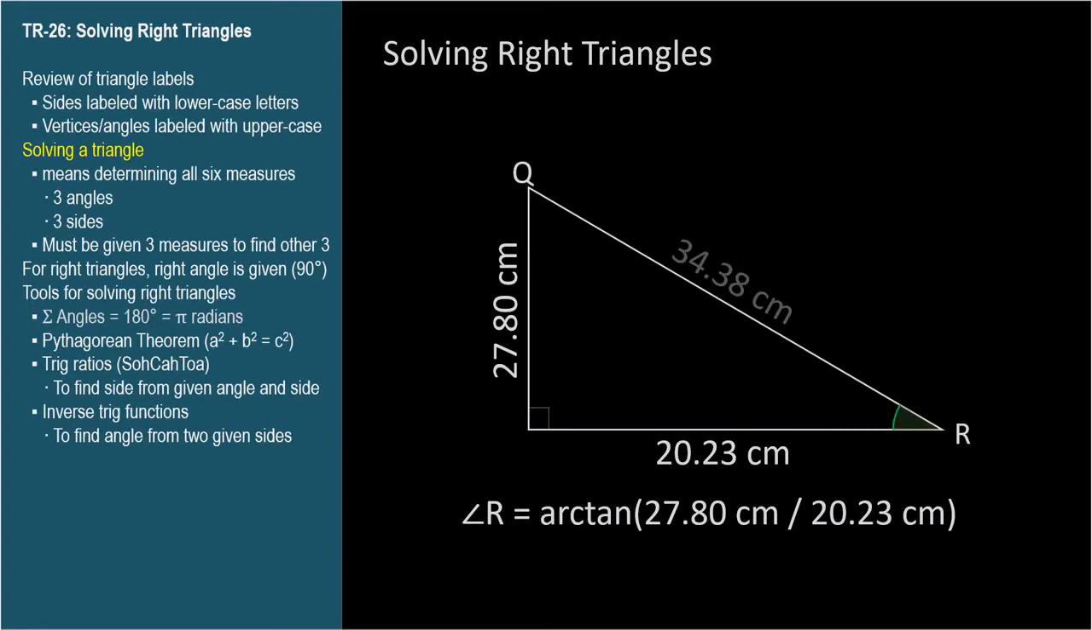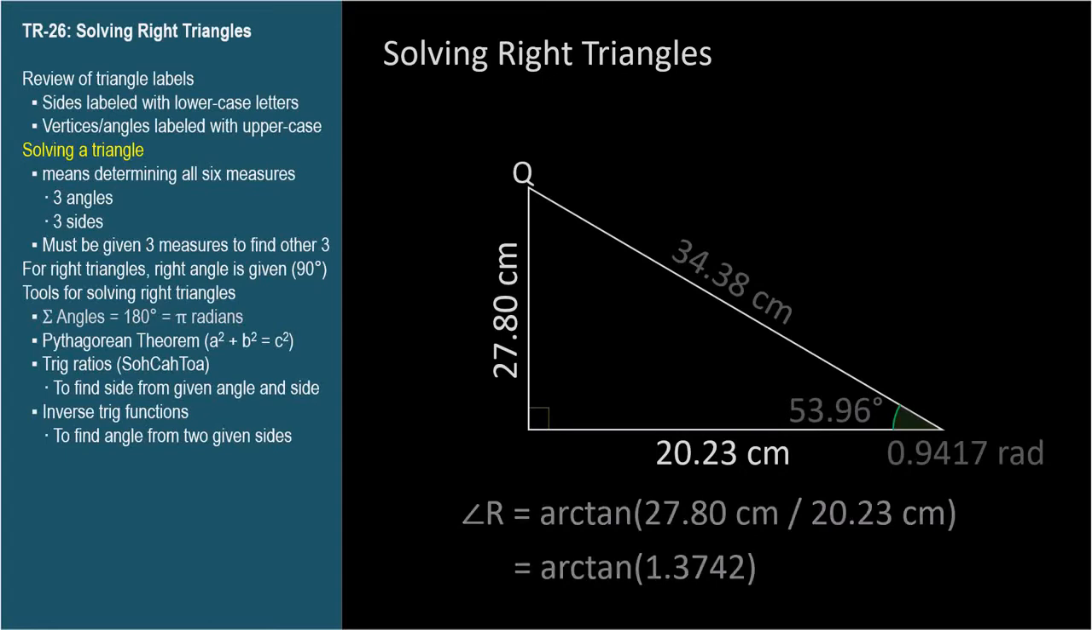We carry an extra decimal place through our calculation, then round to the appropriate number of significant figures only when we arrive at our answers. We haven't been told whether to denote the angle measurement in degrees or radians, so let's do both. In degrees, this evaluates to 53.96 degrees. In radians, it's 0.9417.